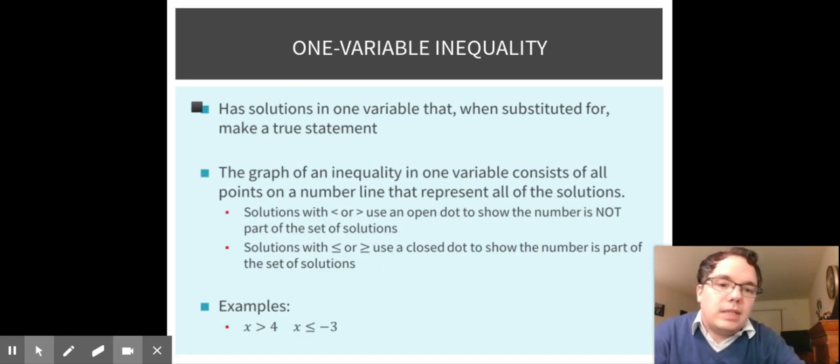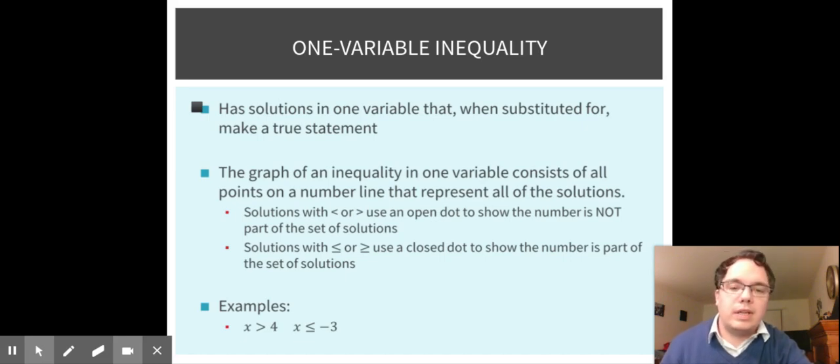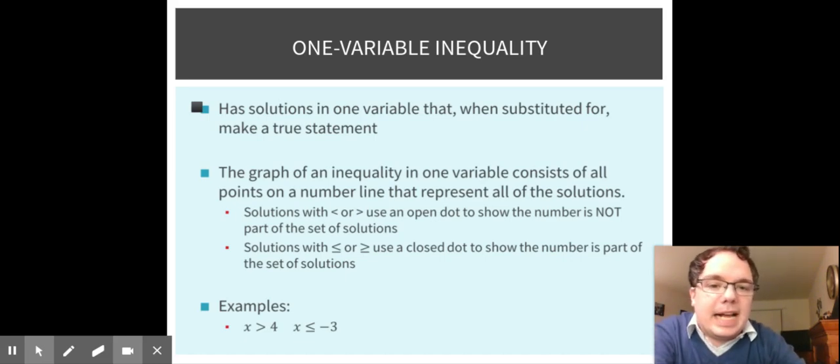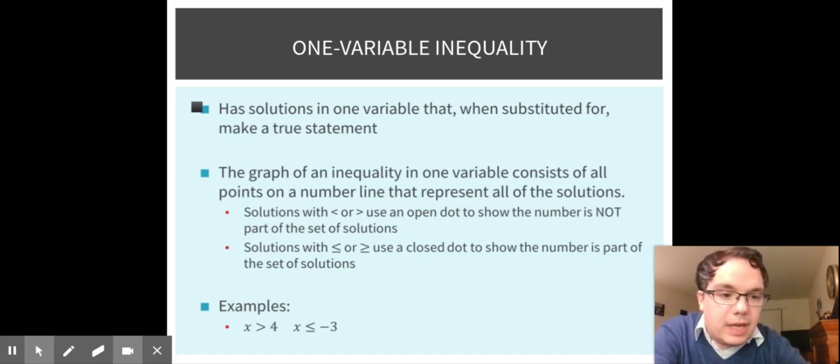So to graph an inequality, we're going to make a number line, and whatever number we are less than, greater than, less than or equal to, or greater than or equal to, we're going to put on the number line, and we're going to put a dot there. We're going to put an open dot if we have less than or greater than, and that open dot represents that that number is not part of our solution. And when we have less than or equal to or greater than or equal to, we're going to put a closed dot signifying that that number is part of our solution. And then we're going to shade whichever direction of the number line makes those values make our inequality true.